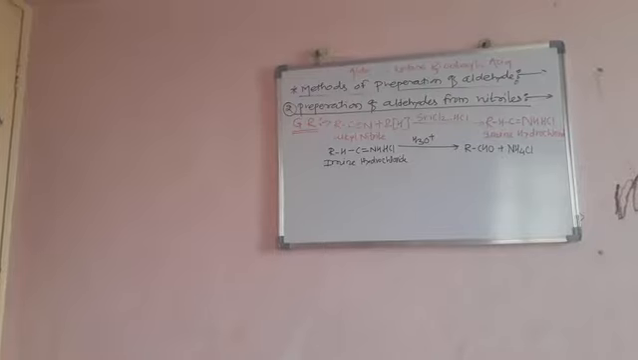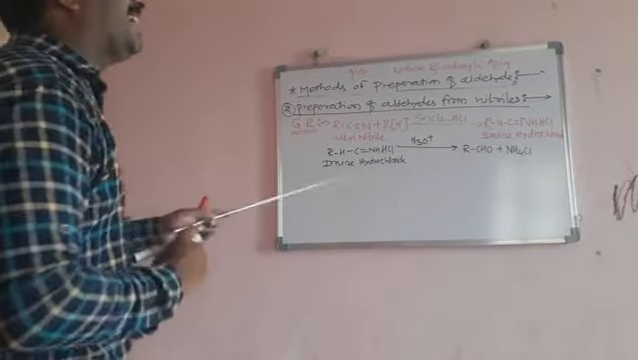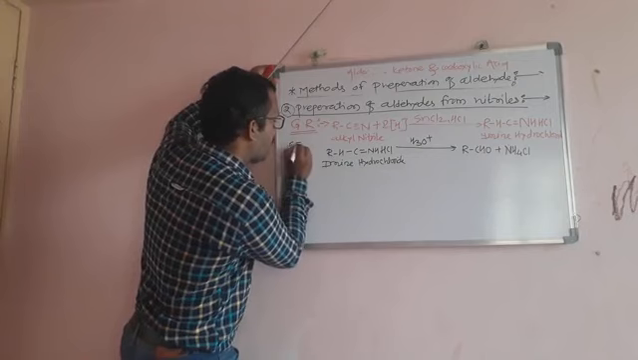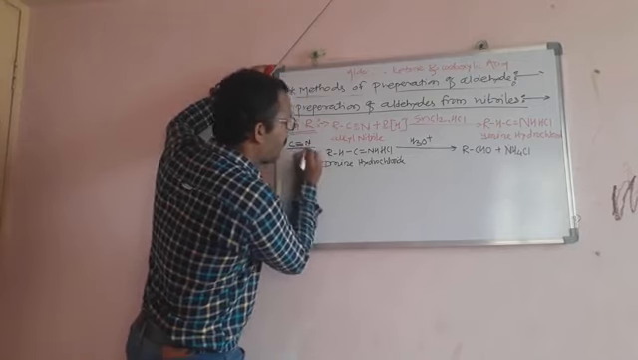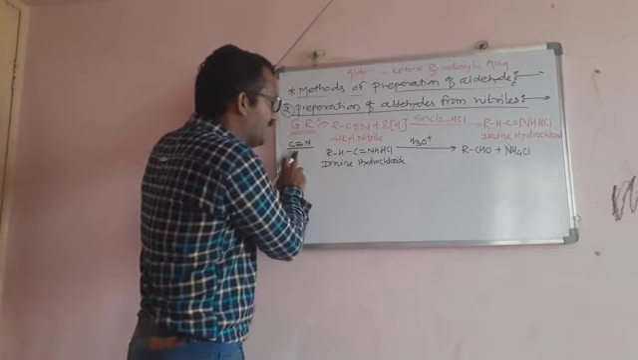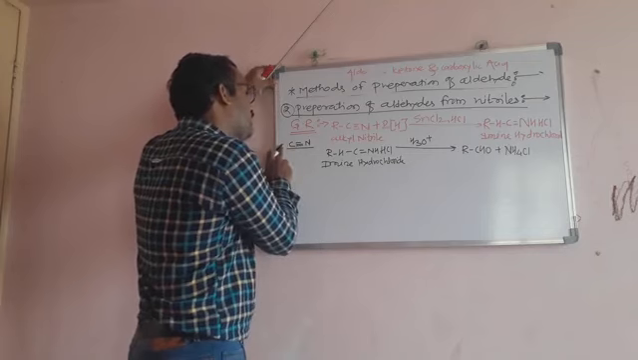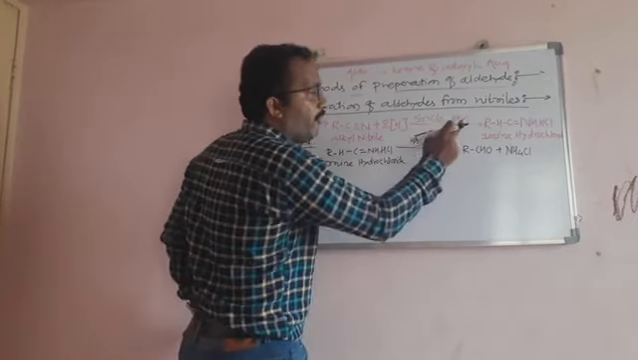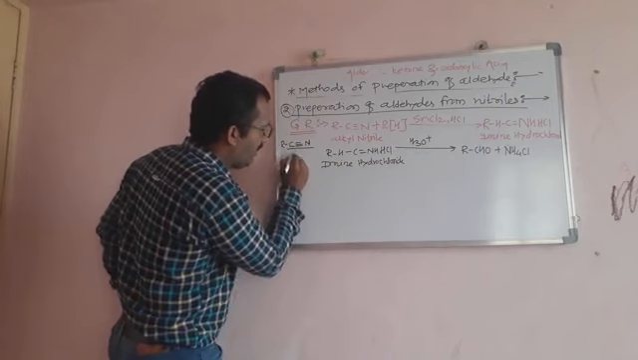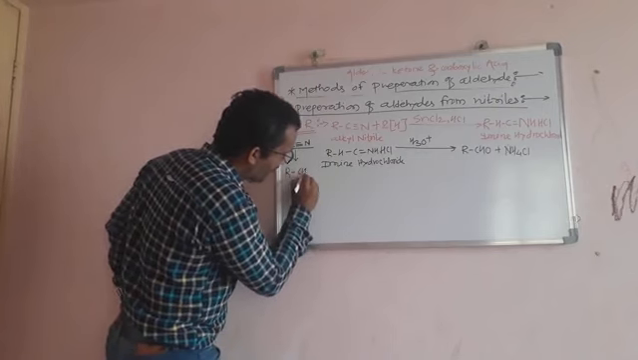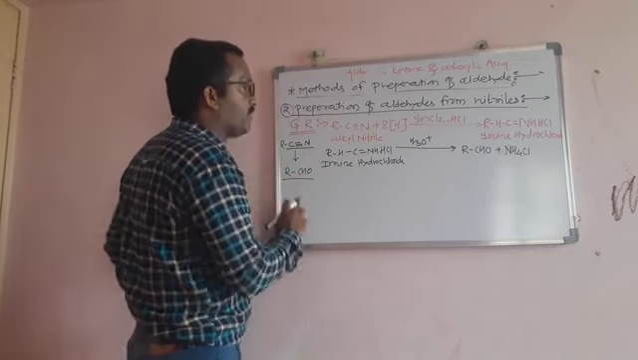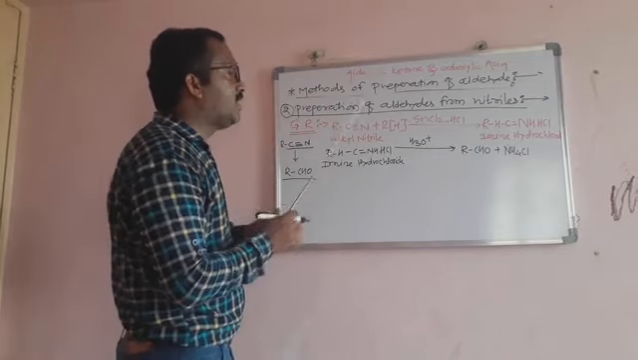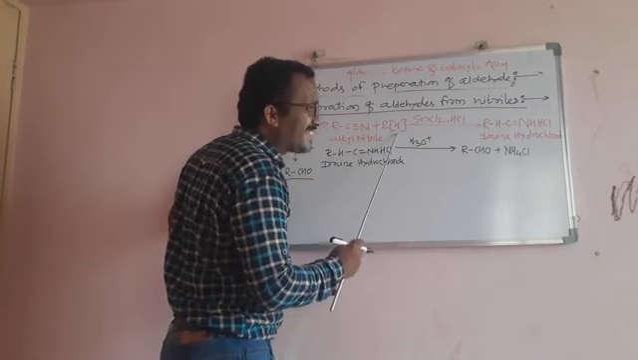Next, methods of preparation of aldehyde from nitriles. Nitrile is nothing but the functional group carbon triple bond N, that is C≡N. Along with an alkyl group, that forms an alkyl nitrile, and from these alkyl nitriles we form aldehydes, that is RCHO. That is, this reaction forms an aldehyde from alkyl nitrile.